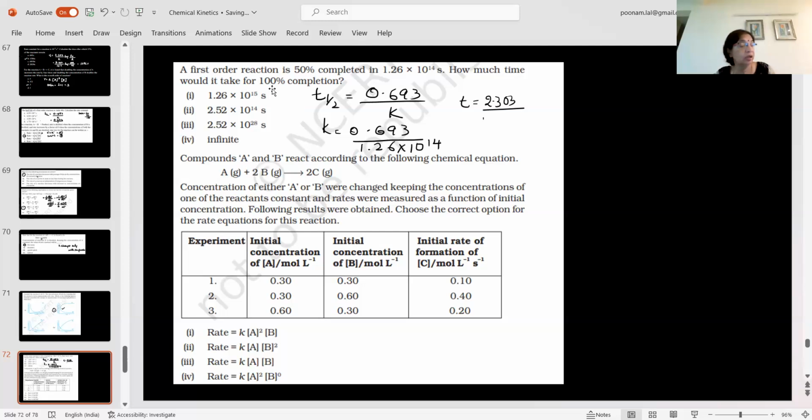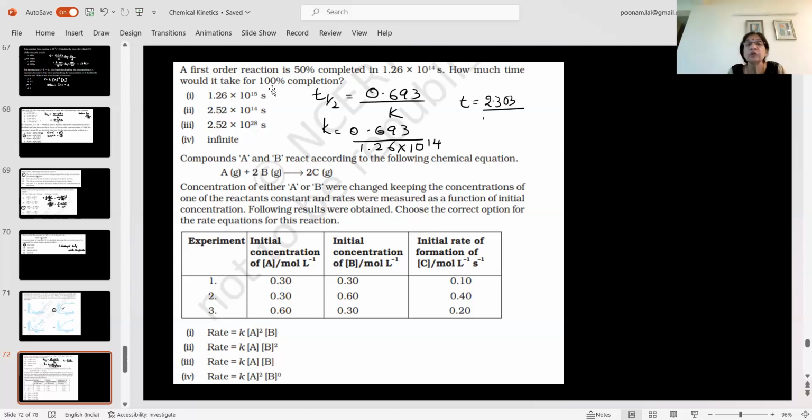Can you tell me how you did the question? Ma'am, in the question for 50% there is 1.26, ma'am. So for 100% it will get double, ma'am. No, it is not like that. It is not always like that. So now tell me.